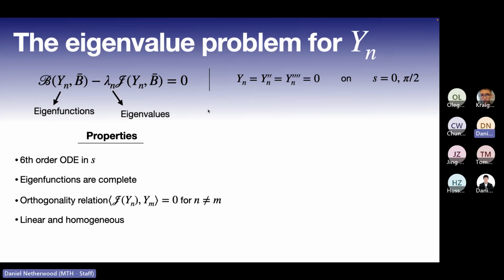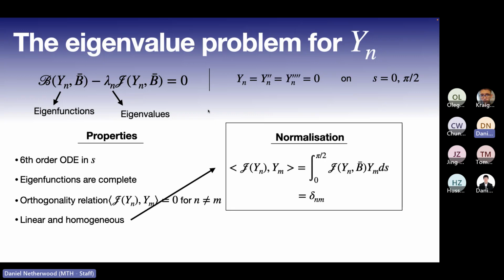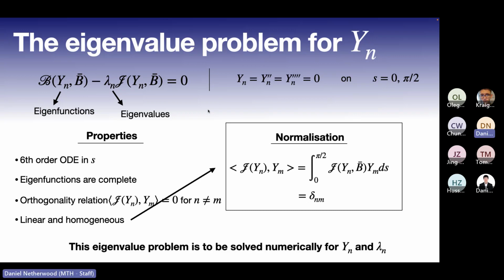Some of you might have spotted that this eigenvalue problem is both linear and homogeneous. That means we have an additional degree of freedom, and we're going to use it to normalize our eigenfunctions. The normalization we've chosen, which helps us later, is this: the orthogonality relationship is 0 for every n not equal to N, but when n is equal to N, let's normalize that result to be 1. Importantly, this two-point boundary value problem, this eigenvalue problem, needs to be solved numerically for the eigenfunctions Yn and the eigenvalues lambda n.